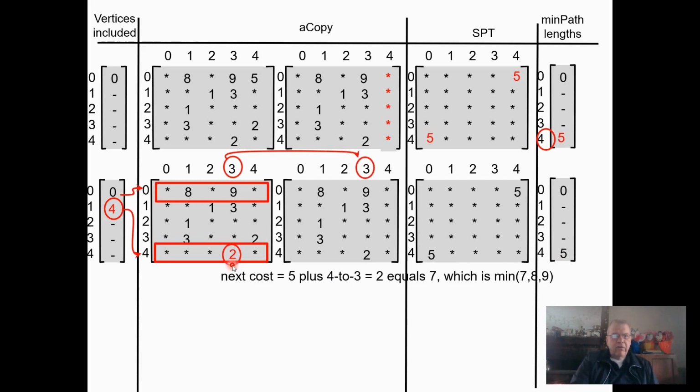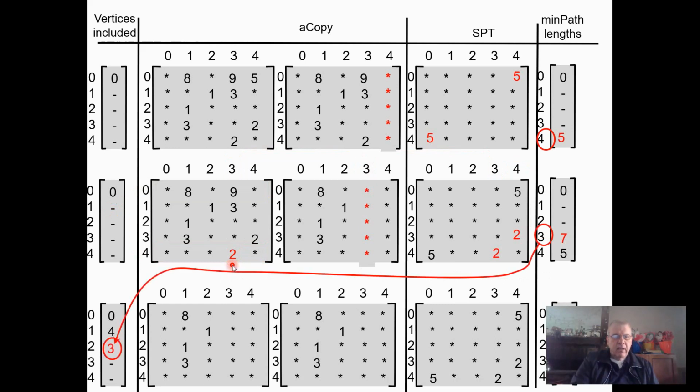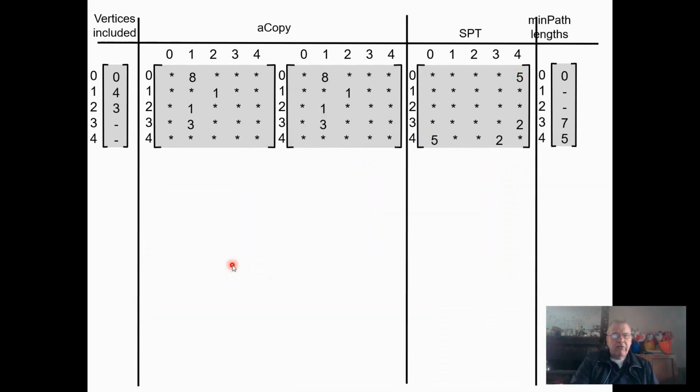And so that is vertex 3 to get to vertex 3. We zero that out just like we did before because we're never going to get to 3 any better way. And we put 2 in the shortest path tree because that's how we got to 3. And we add the weight that we used to get to vertex 3. And now we add 3 to the vertices that we included.